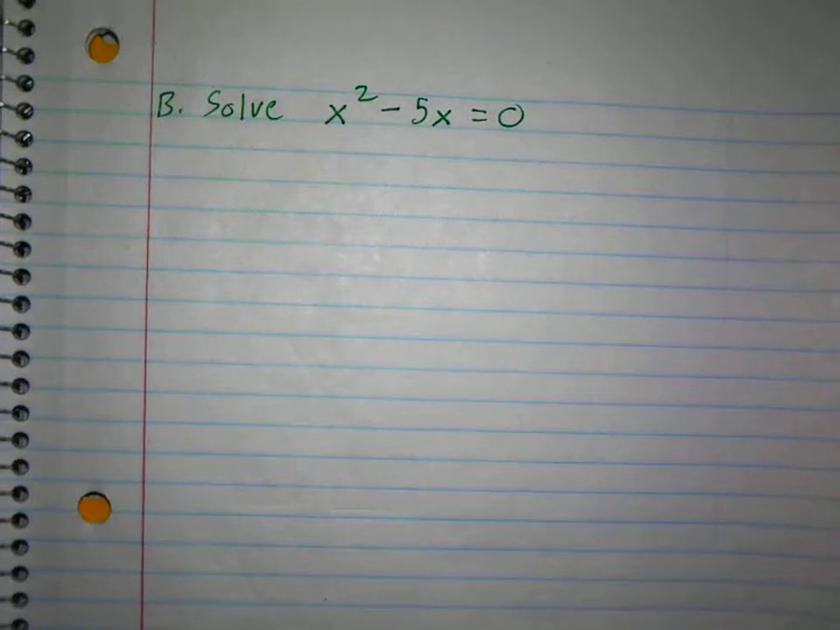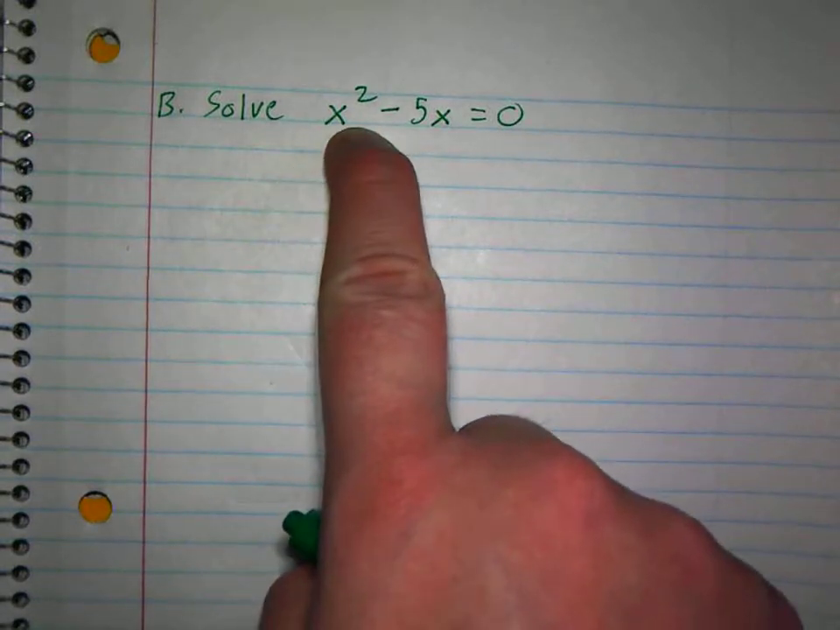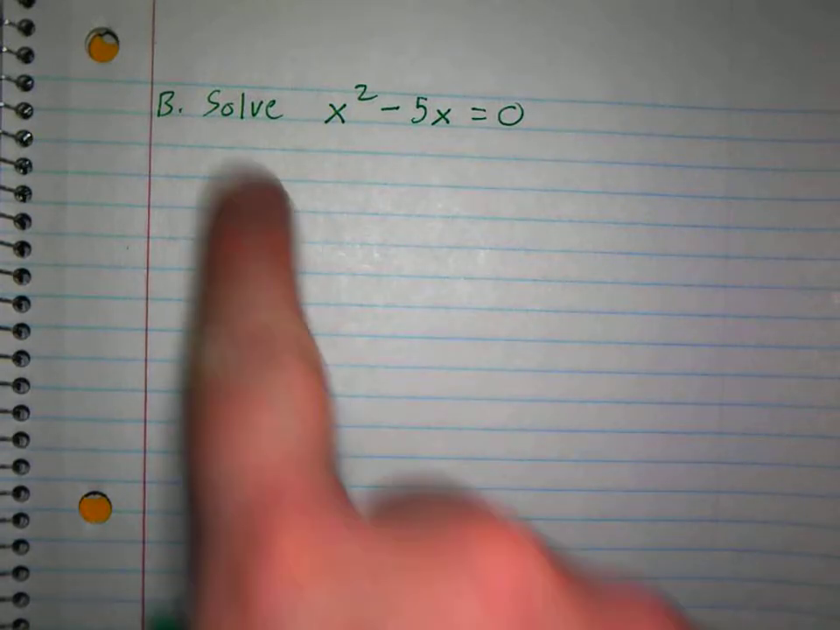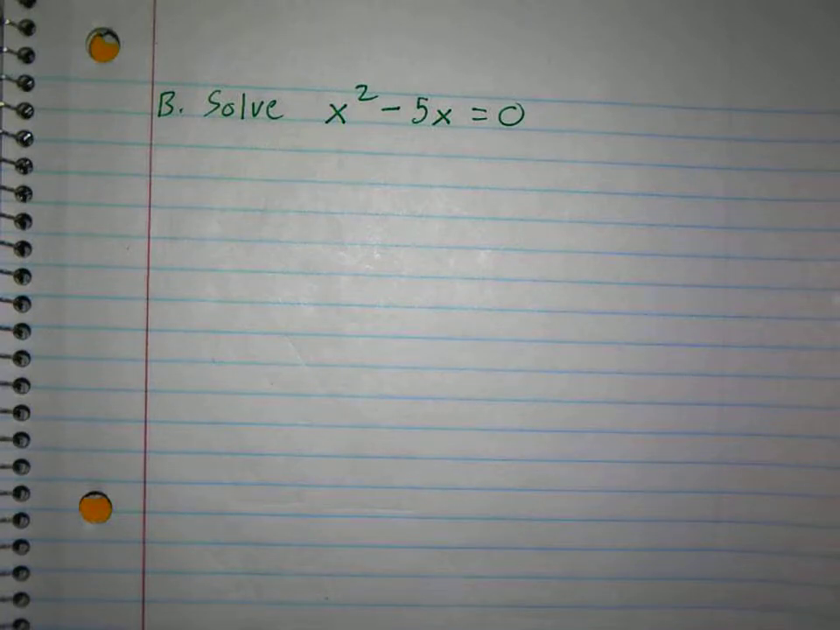We're asked to solve x squared minus 5x equals 0. Can anyone think of what number squared minus 5 times that same number equals 0? I can. What about 0? 0 squared is 0, minus 5 times 0 is 0. 0 minus 0 equals 0, right? Anytime they all have an x, then 0 is a solution, at least once.